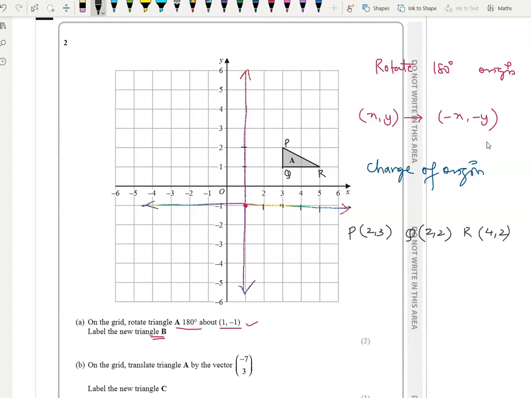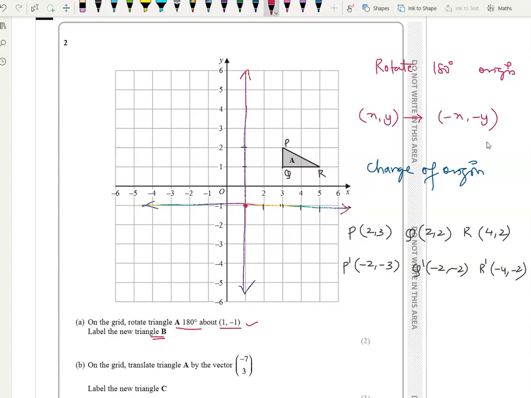So R is (4, 2). Now when we rotate it by 180 degrees, the sign of both the coordinates will change. So P dash, from plus 2 plus 3, will become minus 2 minus 3. Q dash will become minus 2 minus 2, and R dash will become minus 4 minus 2. So let's plot these points.